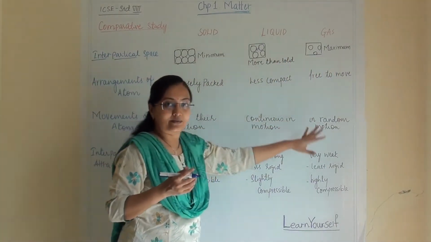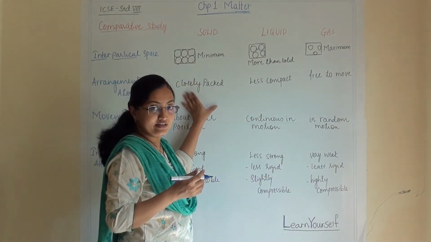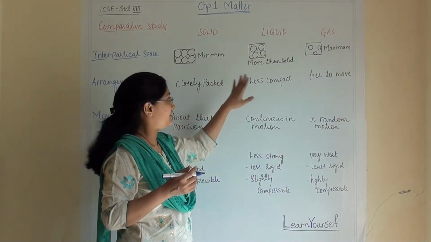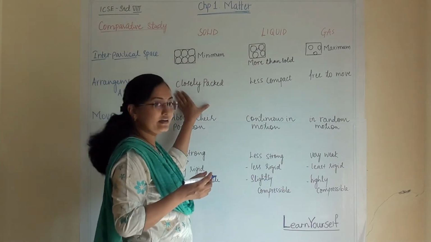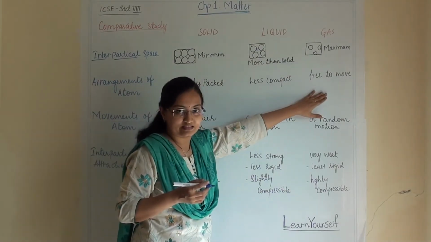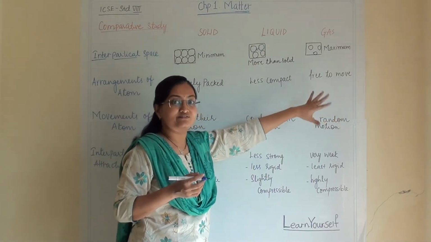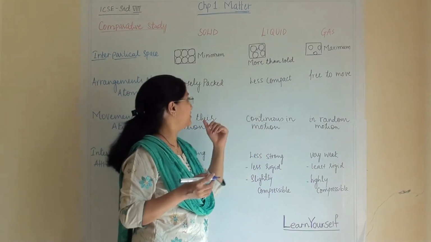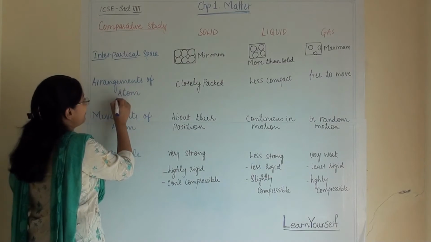So all the parameters we are checking like that. If we are checking for the solid, then we are writing for the solid compared to liquid and gas. If we are writing for the liquid, then we are comparing it against solid and gas. And similarly for the gas, we are comparing it against solid and liquid.